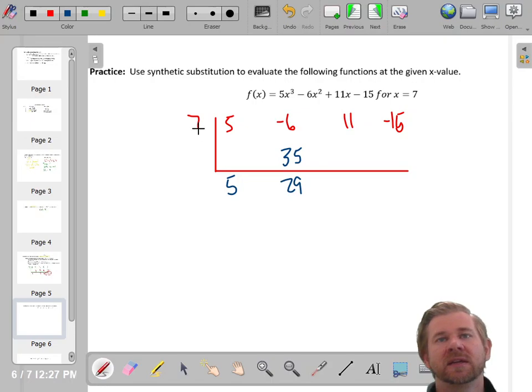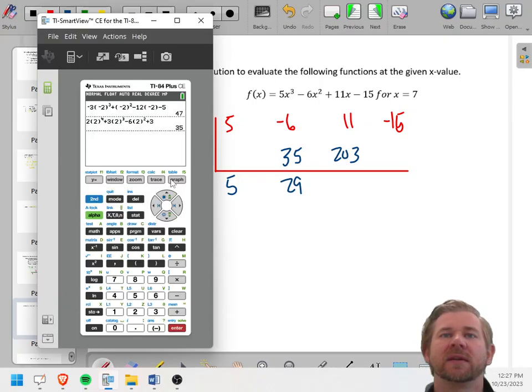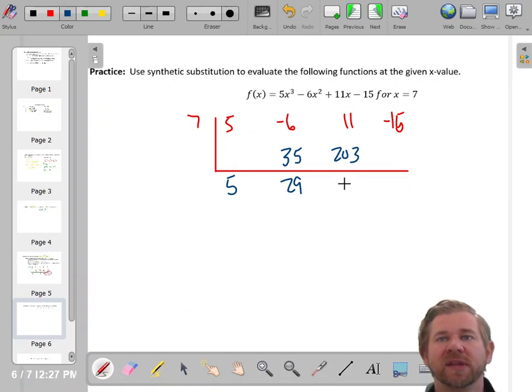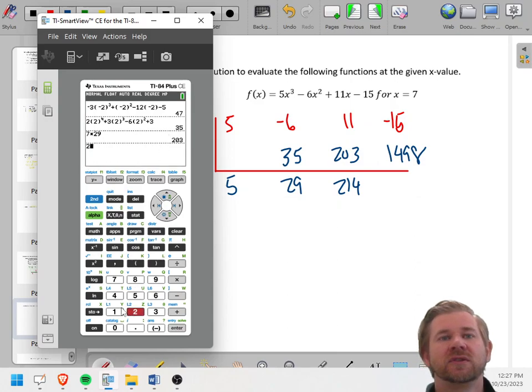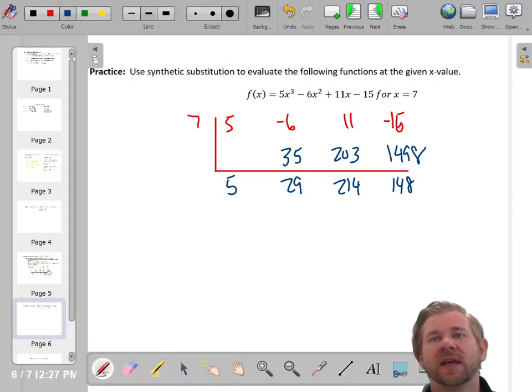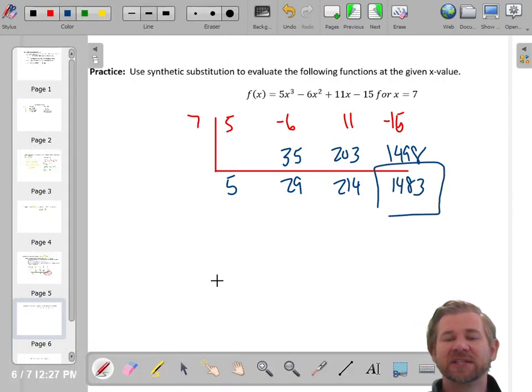You multiply. 203. Okay, that's wrong. That might be right. 7 times 29. Yeah, good. Okay. Add 203 plus 11, 214. 1,470 and 28. I think it's 1,498, but let's check. 214 times 7. 1,498. Subtract 15, and you get 1,483. Okay? So that's using synthetic.